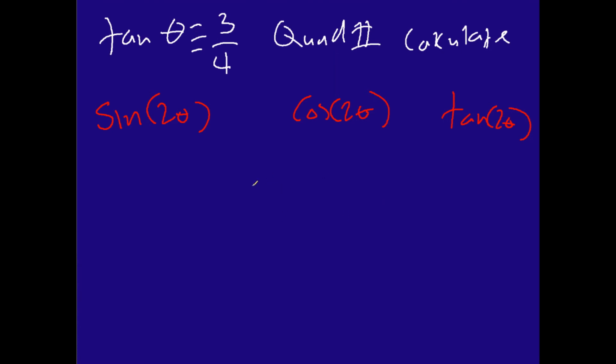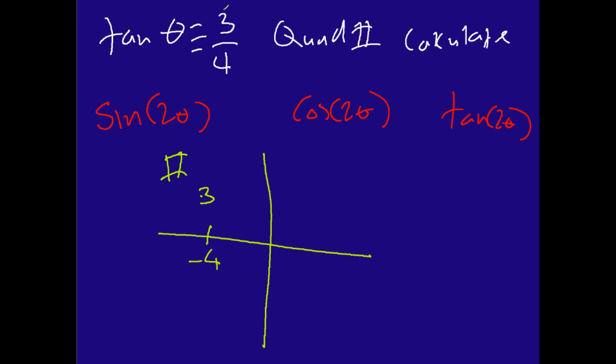So we know that we are in the second quadrant. This is quadrant number 2 right here. We have the tangent values, and the tangent values tell you the cosine and the sine values. So rise over run, very simple. That means we're going to go to the left 4 because it's negative 4, and we're going to go up 3.